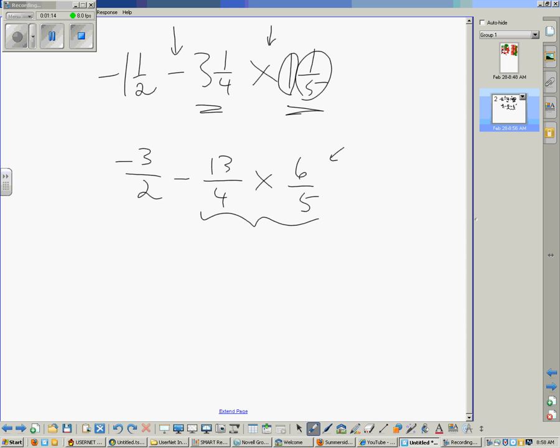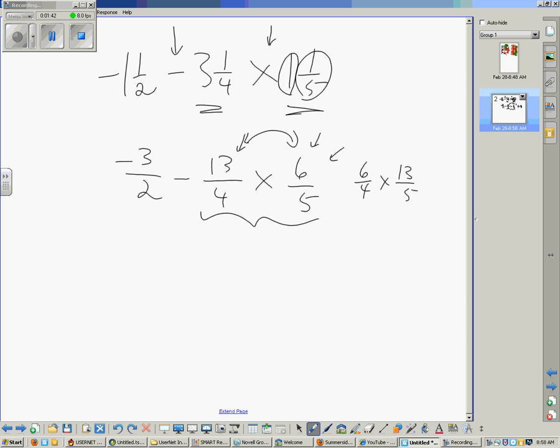Or, if you would like, you could reduce it before you do it by using what we call cross reduction. So if we look at 13 over 4 here, I can't reduce that fraction. I can't reduce 6 over 5. However, if I was to think about those numerators being switched, and I've thought of the 6 as being over the 4 and the 13 being over the 5, you can kind of see it like that, I would still get the same product.